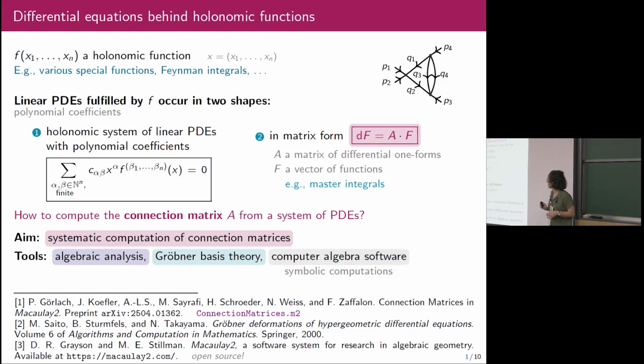This is how software would compute with D-modules. And we're going to do this in computer algebra software to be able to carry out symbolic computations in contrast to numerical computations. So this talk is going to be about a package that I wrote with Paul Gerlach, Joris Köfler, Maru Zairafi, Hendrik Schröder, my PhD student Nicolas Weiss, and Francesca Zaffalon. That's a package in Macaulay2, not in Mathematica. Let me stress that's one standard software for computations with polynomial systems. And an important point is also that it is open source.